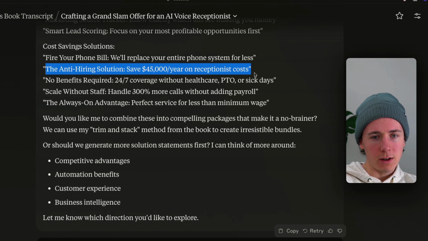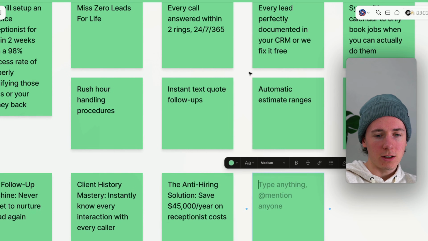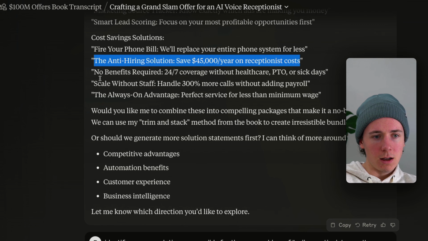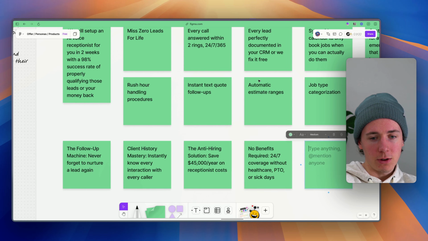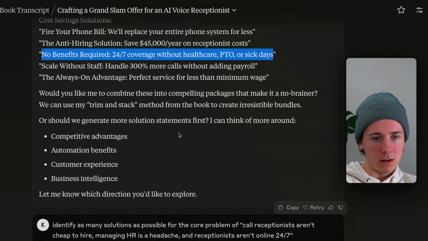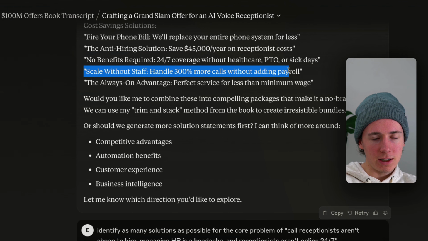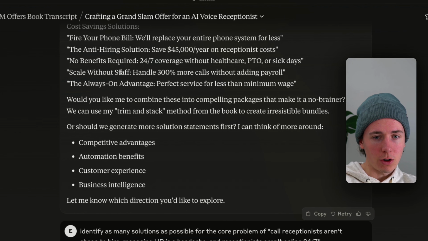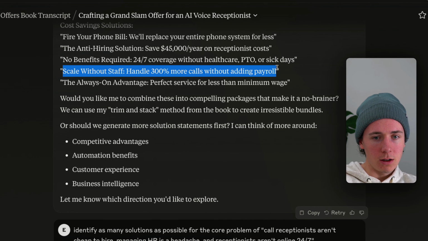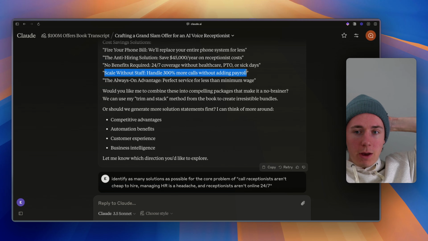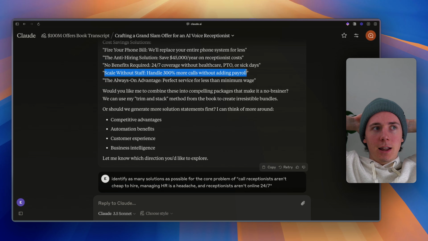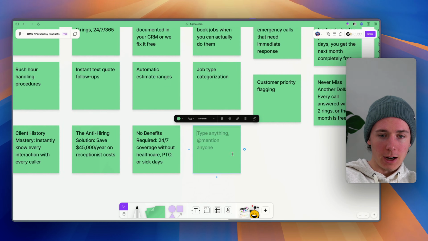Save 45K on receptionist cost. I really like that one. No benefits required. 24/7 coverage without health care. That's really interesting. Scale without staff. Handle 300% more calls without adding payroll. So what I'm thinking is that we're actually just going to put these all into cold email campaigns, and we're just going to test like 8 different variations of this. We're going to see which ones actually work out in the end.